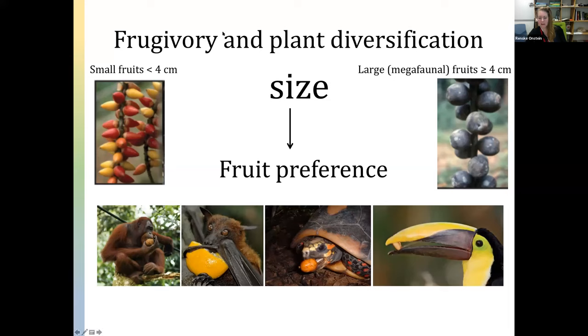And if we compare this to these very large megafaunal fruits, at least 4 centimeters with 1 or 2 very large seeds, they are restricted to large-bodied animals for their dispersal. So nowadays you can think of elephants and tapirs, things like that. But of course, in the past, the world has seen a lot of megafaunal animals that have nowadays gone extinct.